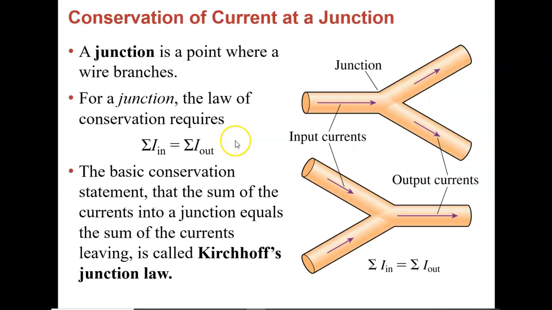Now let's look at something called Kirchhoff's junction law. What this says is that all the current coming into a given junction, where wires either split or come together, the total current coming in has to equal the total current coming out. So in this case here, the current coming in here has to equal the sum of these two. And same thing over here, the sum of these two coming in has to equal the current going out.